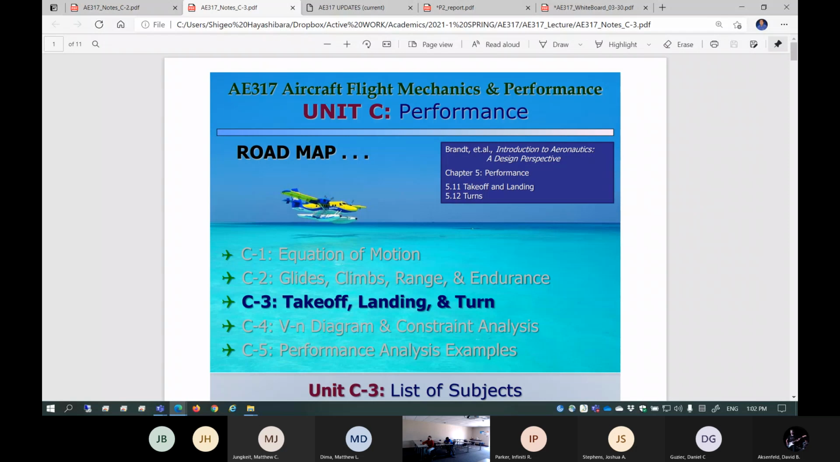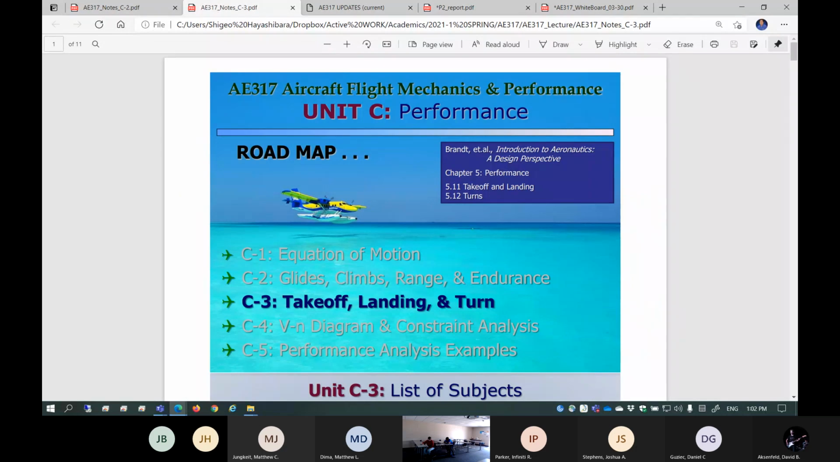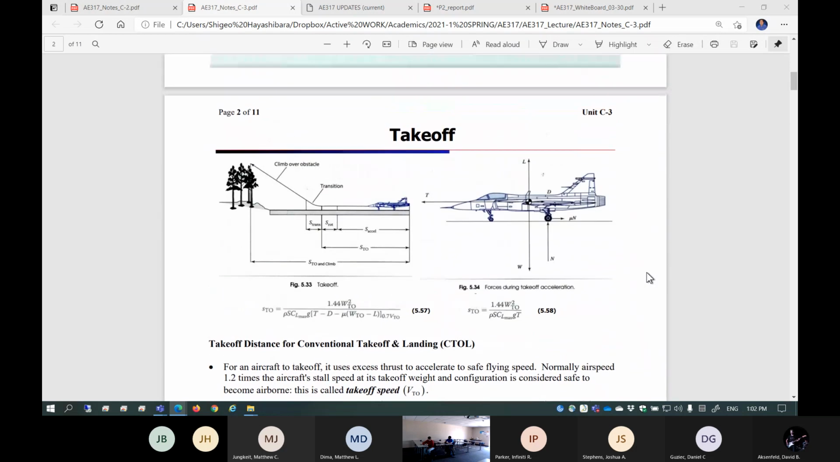Okay, so now we are going to get into Unit C3. Unit C3 is just the performance constraints: takeoff, landing, turns, level turn and vertical turn. Takeoff and landing, of course, requires consideration of both how well you designed your airplane aerodynamically and the capability of your power plant. Those two combined constrain takeoff and landing. Takeoff means how long you need for takeoff distance, essentially for conventional takeoff and landing.